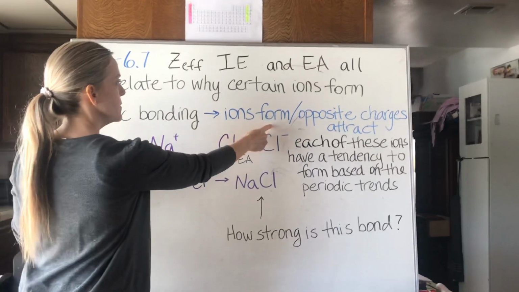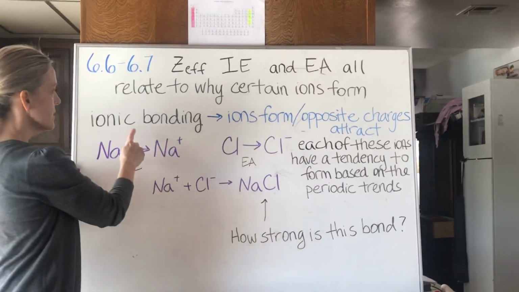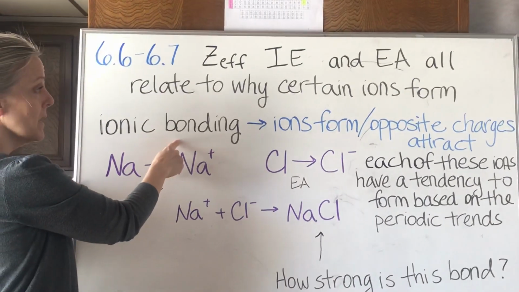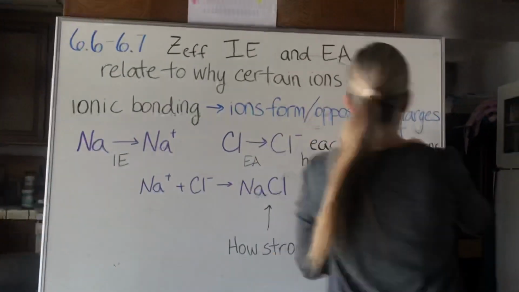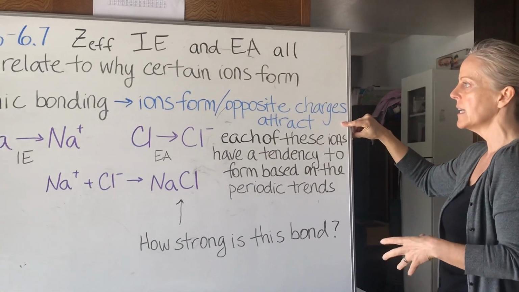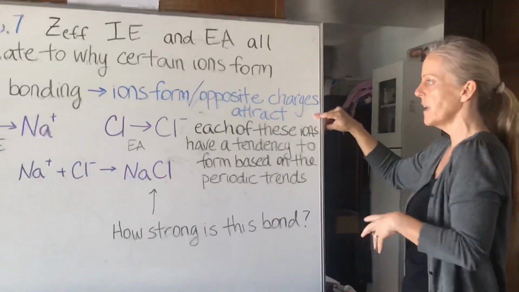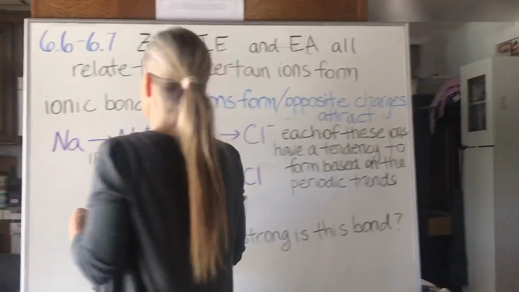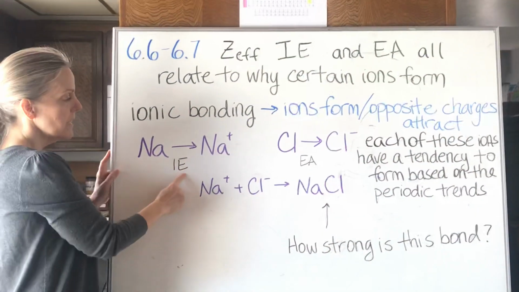So those ions, when they form, they could possibly make an ionic bond. They would make an ionic bond if those ions formed and then those opposite charges attract. So you would need a cation and an anion to come together and form the ionic bond. So the example of the ionization energy is here.